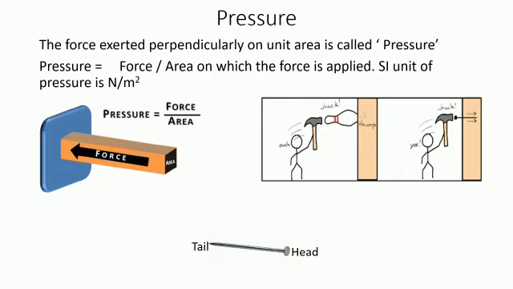From this you will notice that when a force is applied on the head of the nail, it is easy to hammer it into the plank. If area increases, pressure reduces for the same force. And if the area decreases, the pressure increases for the same force.